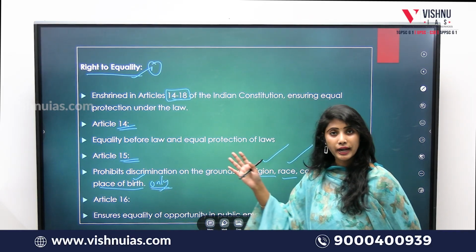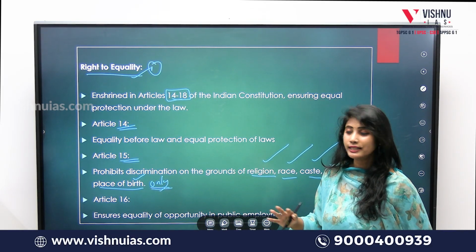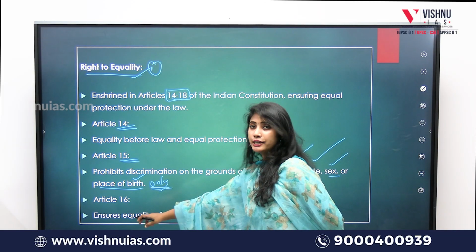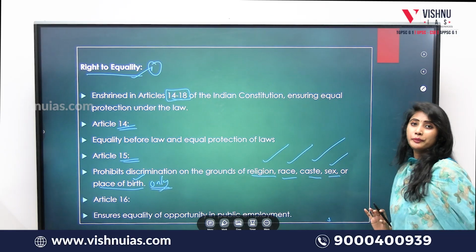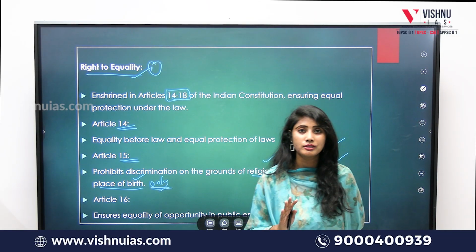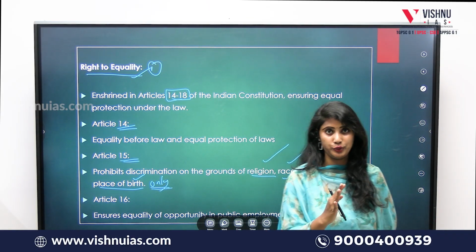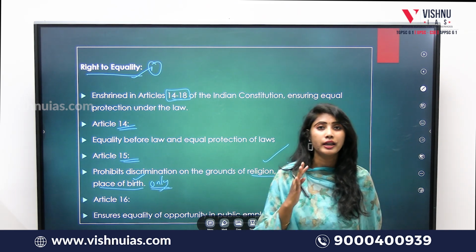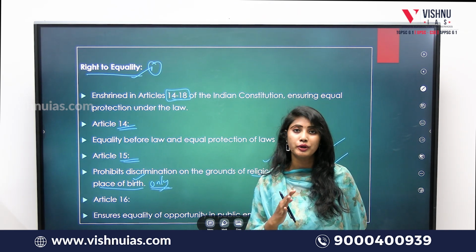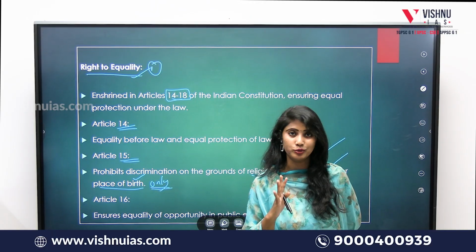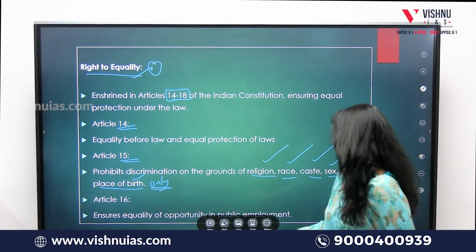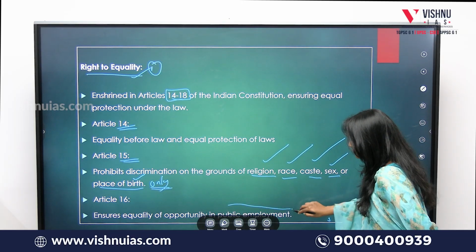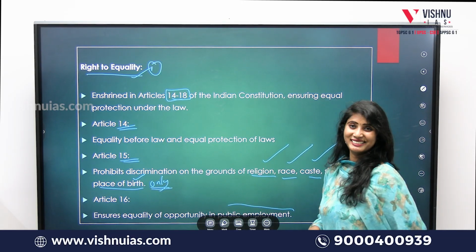Next, Article 16. This is also right to equality. What equality does it guarantee? It ensures equality of opportunities in public employment. Every person will be having equal opportunity for securing any of the jobs which he requires, especially in the public sector only, not in the private sector. Do keep this in mind. Public employment, but not in private employment.